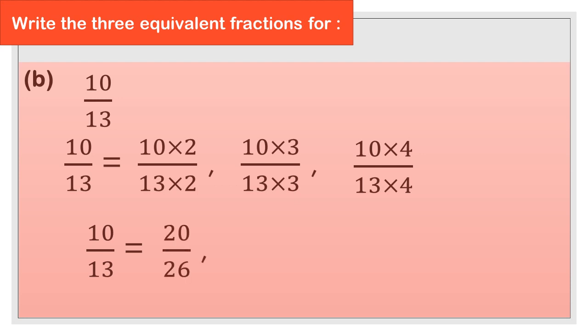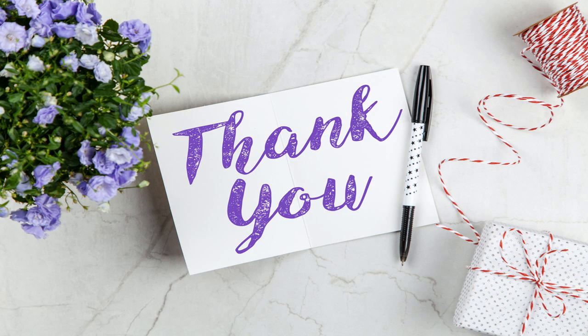10 3s are 30 and 13 3s are 39. So the second equivalent fraction is 30 upon 39. 10 4s are 40 and 13 4s are 52. So the third equivalent fraction is 40 upon 52. I hope you all understand fractions and equivalent fractions.